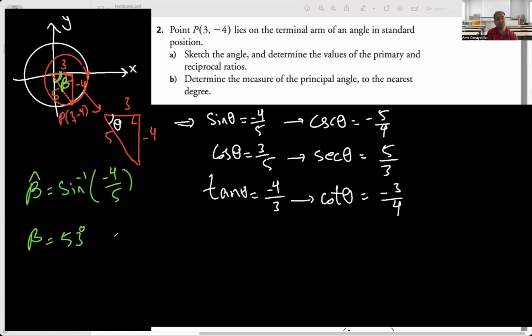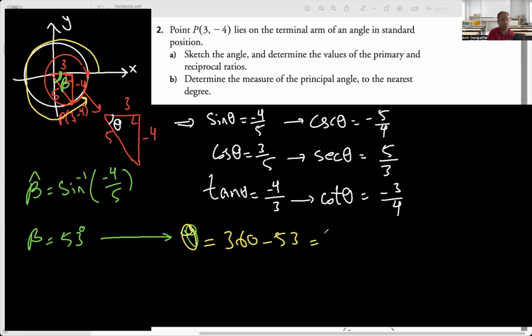So that is 53 degrees less than 360. So theta, which is going from 0 all the way down there, would equal 360 degrees minus 53 degrees. 360 minus 53 is 307. 307 degrees, that would be the angle there, right? So these are the steps that we take to figure out the value.